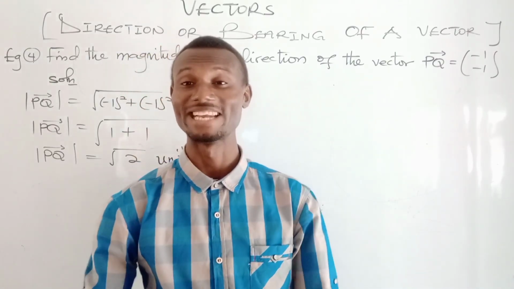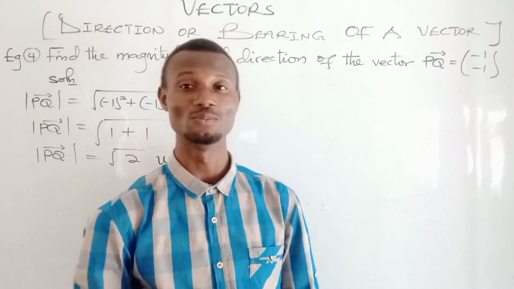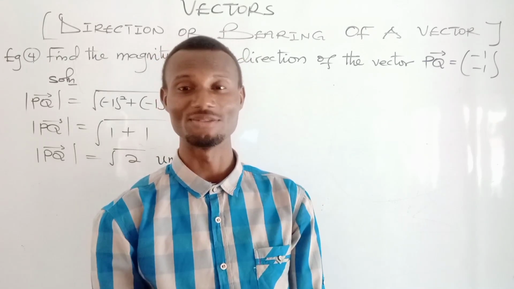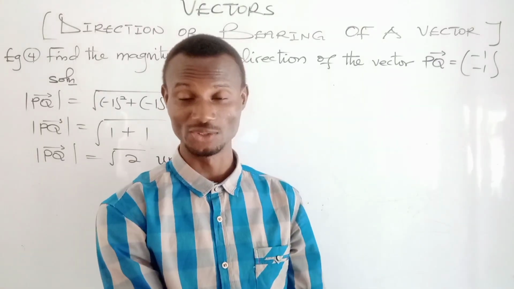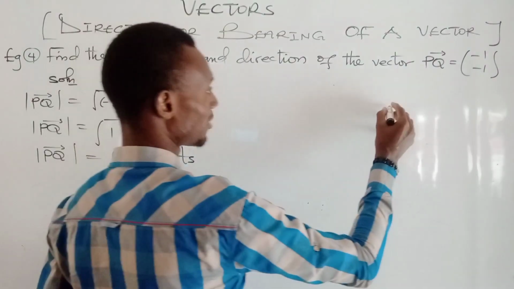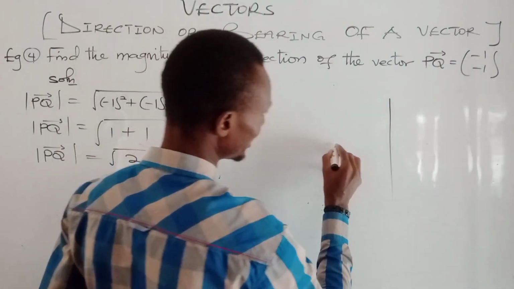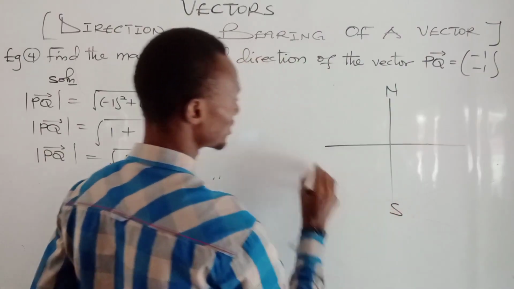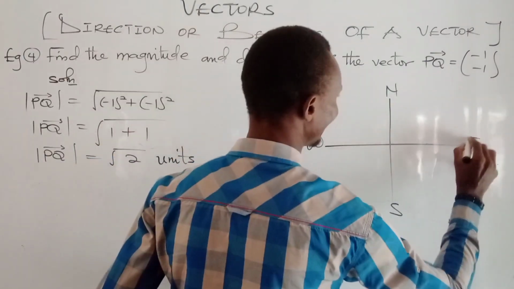Okay, and the first thing to do is to draw your cardinal point. I hope you remember this, we've done it in the previous videos. We are going to draw our cardinal point first. So let me draw my cardinal point and let's proceed. Okay, so this is my north, south, west, and east.